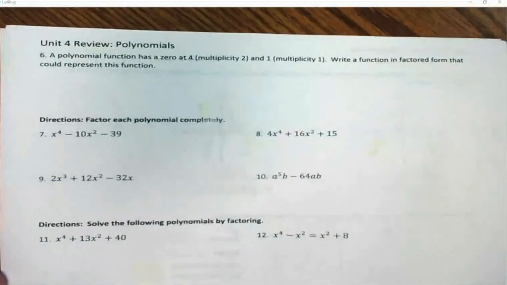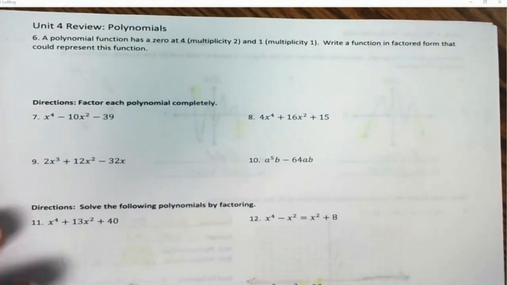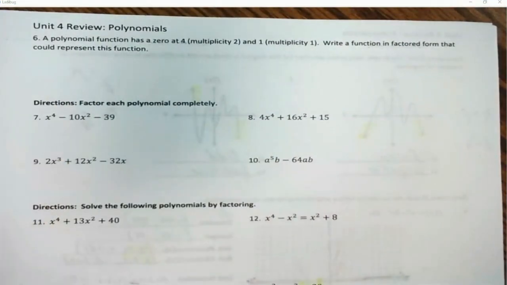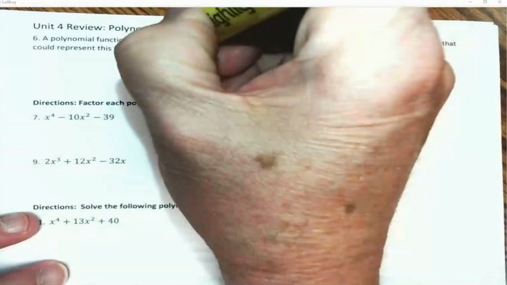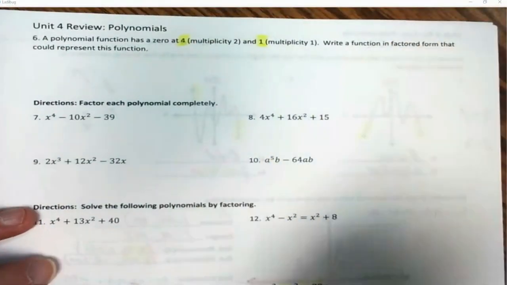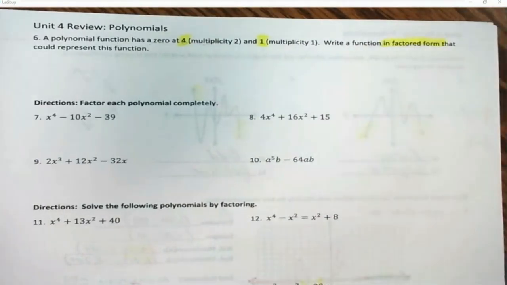All right, let's see what's on the back. It's just a 2-page review, so we're halfway through. A polynomial function has a zero at, it tells us the zeros. Here's one at 4, there's one at 1, and that's it. And they want us to write a function in factored form. That's going to make it easy. That could represent this function.